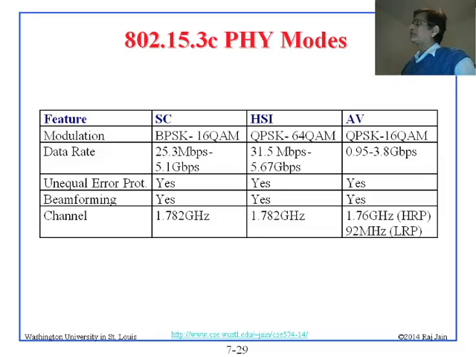And unequal protection is common. Beam forming is common. The channel size is actually common, except when you're doing audio visual, they probably needed some different number. And I don't understand why this is a different number, but basically this is 1.6 for the high rate and 92 for the low rate. Okay, so basically they have 2 rates in the audio visual PHY, and then they use different bandwidths.